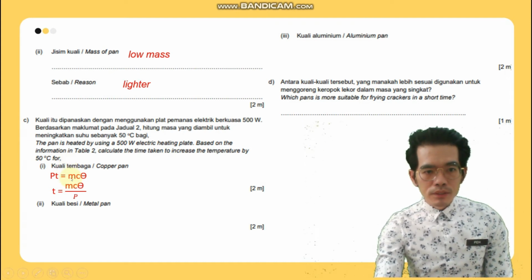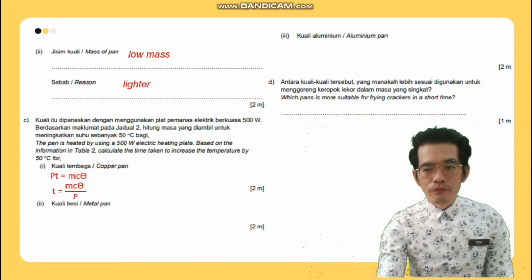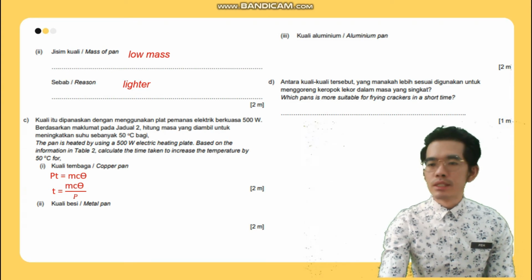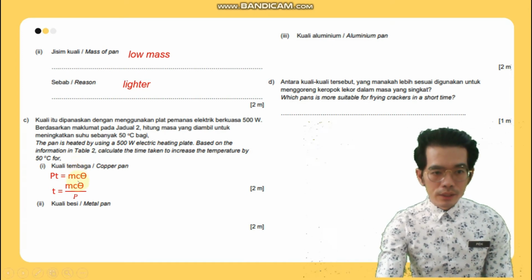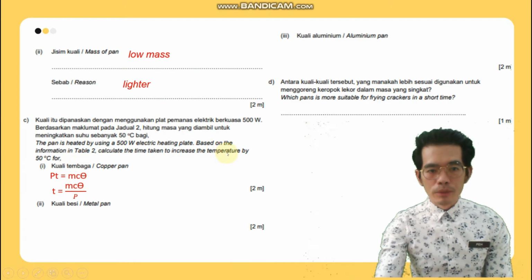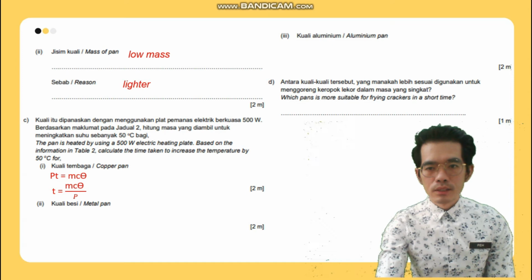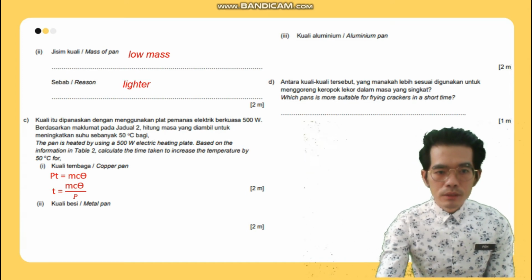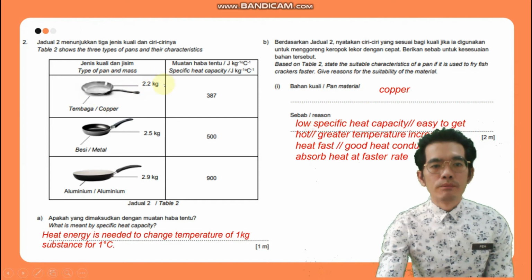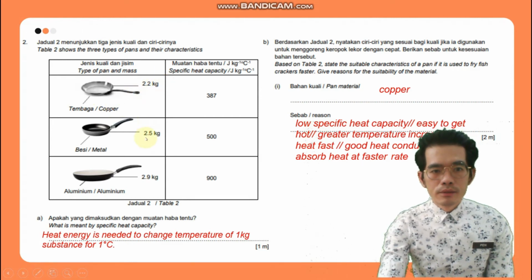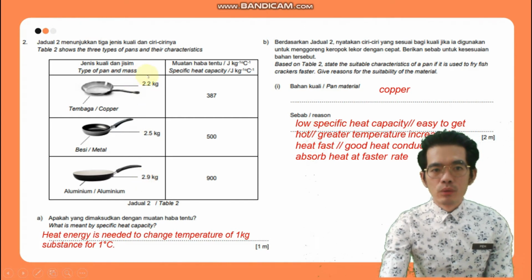m is the mass of the material. We need to refer to the table. If not mistaken, just now we saw about 300 gram for all, right? So we can confirm again later. And the temperature change is 50. So all values we can get, and we just substitute into the formula. So look at Table 2. Okay, so this is the table. The mass for the copper is 2.2. The metal here actually is iron. Iron is 2.5 and the aluminium is 2.9. So the first one is copper. We take the mass as 2.2 and the specific heat capacity is 387.